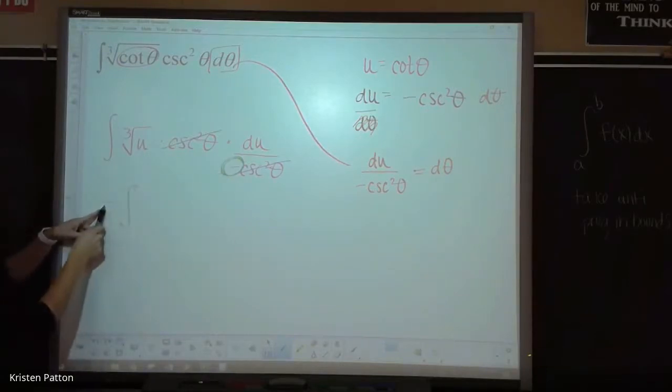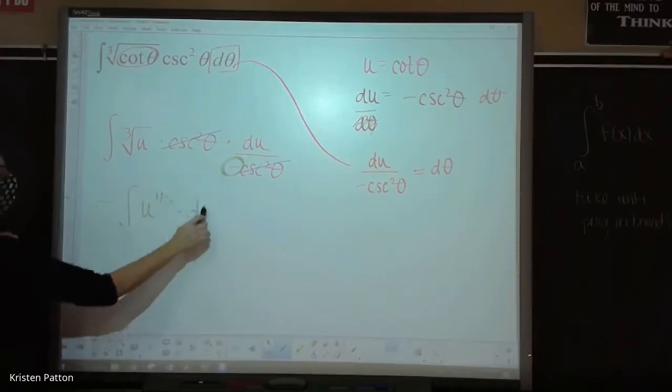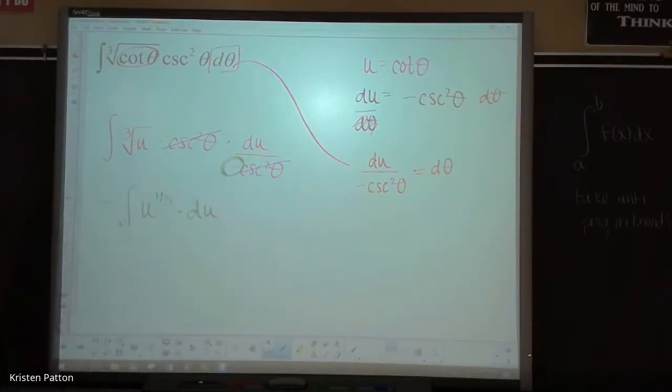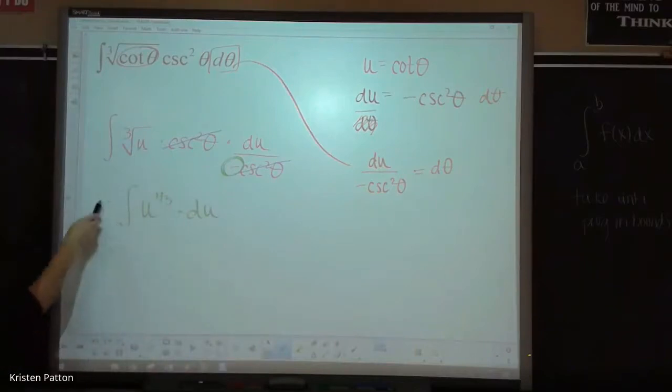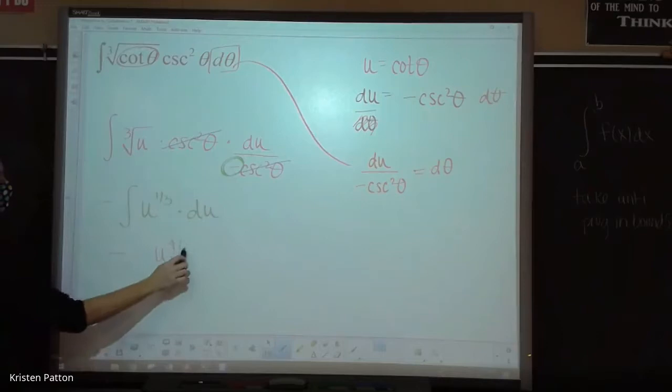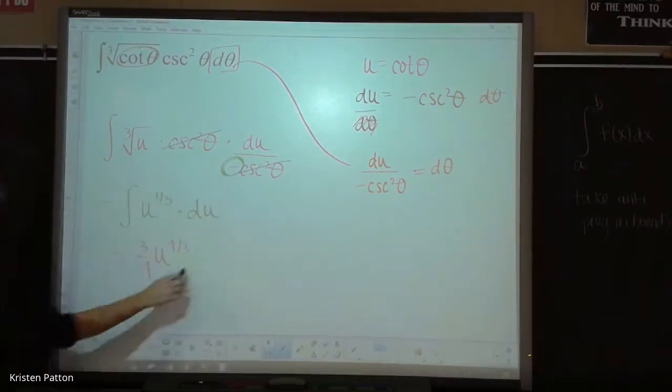All right, so I've got this negative. I've got my u to the 1/3. And then I've got my du. It's perfect. So easy now. There's no product. Beautiful. There's no trig. I think that's what we love about it. All right, so don't forget that negative out in front. We're going to add 1 to the exponent to get 4/3. We're going to divide by 4/3 or multiply by 3/4.